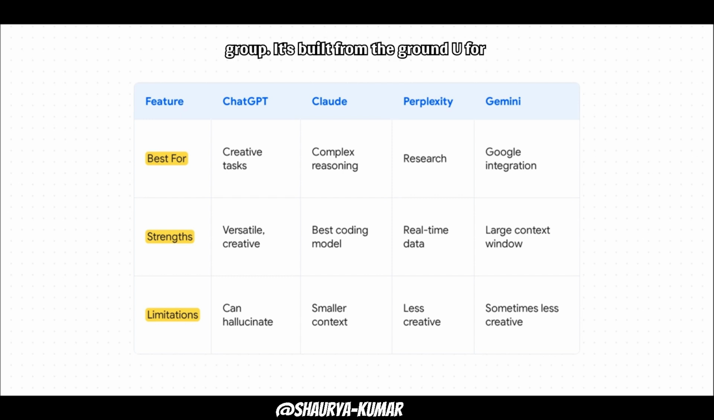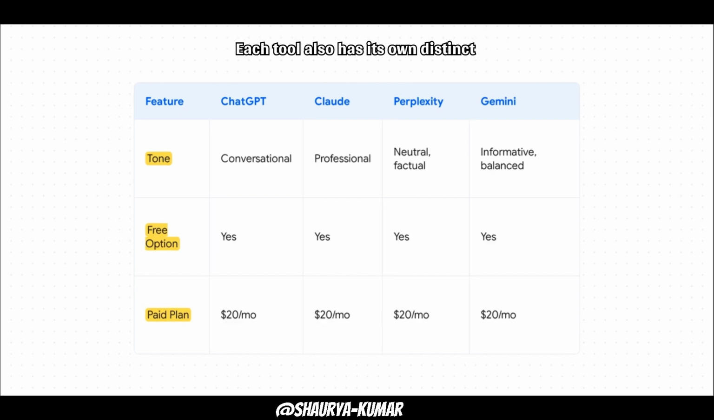Perplexity is the researcher of the group. It's built from the ground up for fact-checking with live data and citations. And then you have Gemini, which is the ultimate integrator, deeply plugged into the whole Google ecosystem. Each tool also has its own distinct personality. ChatGPT is chatty and conversational, Claude is more formal and professional, Perplexity is just the facts. And this matters a whole lot depending on what you're doing. You probably don't want a casual chatty tone for a legal document.